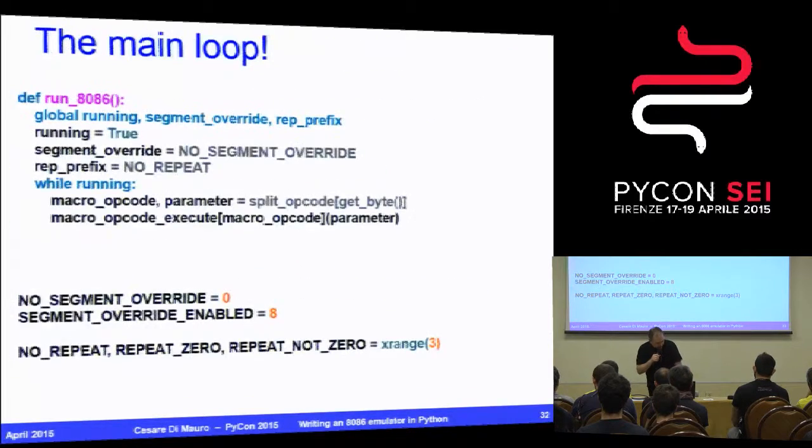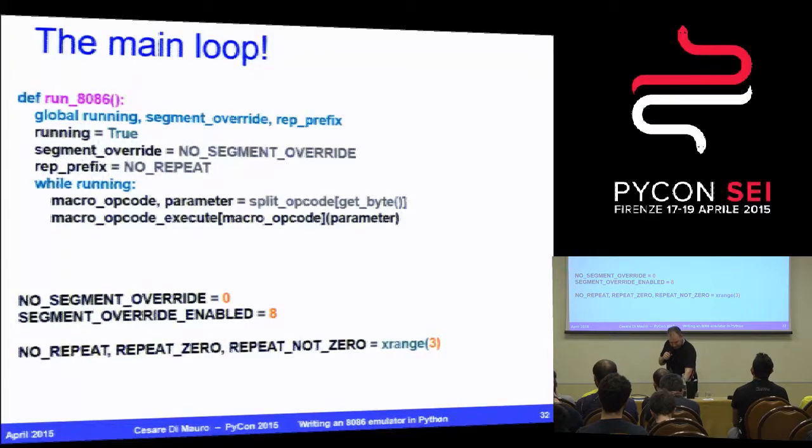Okay, now I show you the main loop. The main loop for the emulator is very simple. It resets some value, sets the running variable, and at the beginning of the execution we have no segment override and no repeat prefixes. And in the main loop, what I do is very simple: I get 1 byte from the instruction stream. I split that byte into a macro opcode and its parameter, and then I execute the function which is bound to that macro opcode, passing the given parameter.